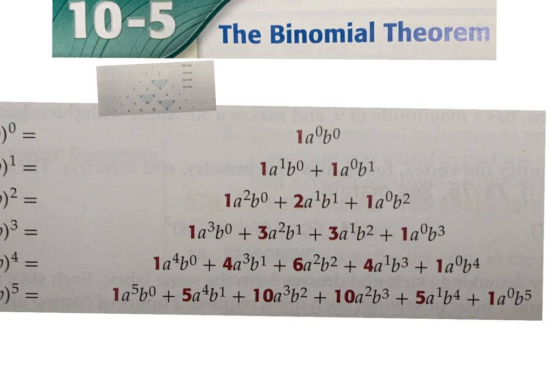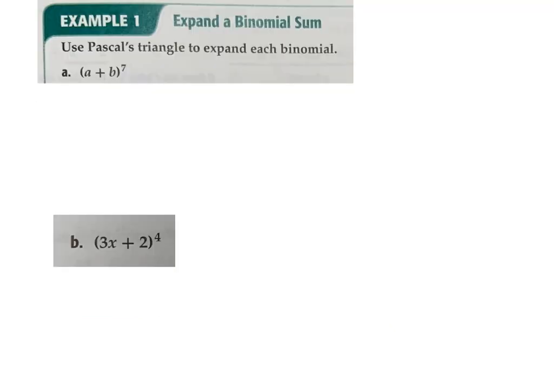So let's do a couple of these. Expand a sum. Look at the top of page 629. They want us to use Pascal's triangle to expand the binomial. All right. And so the 7th row of Pascal's triangle, you have to build on it. So they have given us the 6th row, right? They've given us the 6th row here.